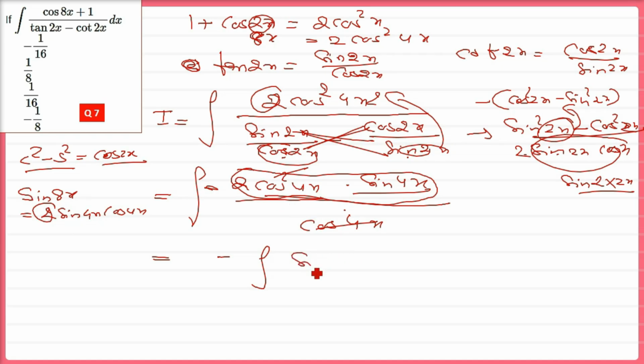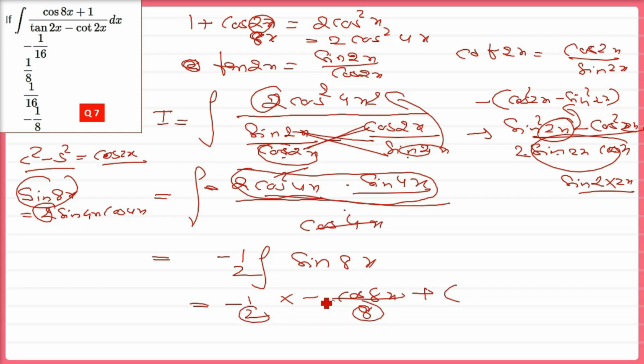Now this integration of sin 8x has to be done, and there is a 2 in the denominator also. The integral of sin 8x will be negative cos 8x. The negative is already there. Then you have to differentiate 8x and divide by 8. So the negative gets cancelled, and 2 times 8 is 16. It will be 1 by 16 cos 8x plus constant of integration.